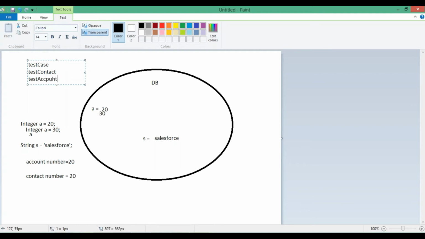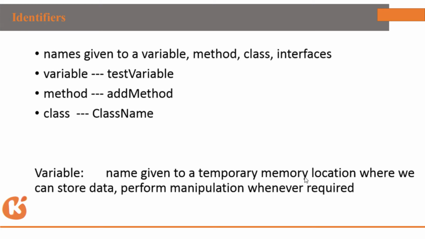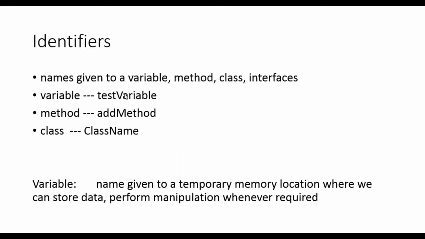So if you want to define a variable, define like this. For example, integer. So here I have taken a single character, but in general it should be at least 3 characters. Integer test. But if you are defining it as integer test contact, then the second word first letter should be in caps. That's what I have given here. If you are defining a variable, that should be in lower camel case, that is test variable.